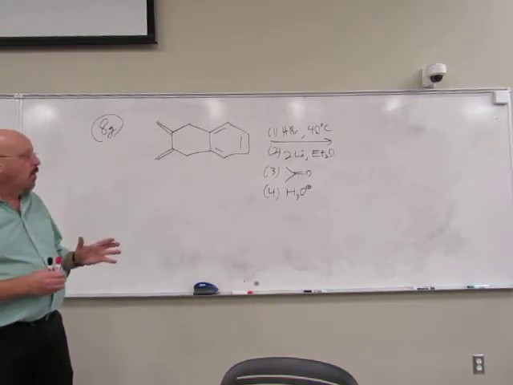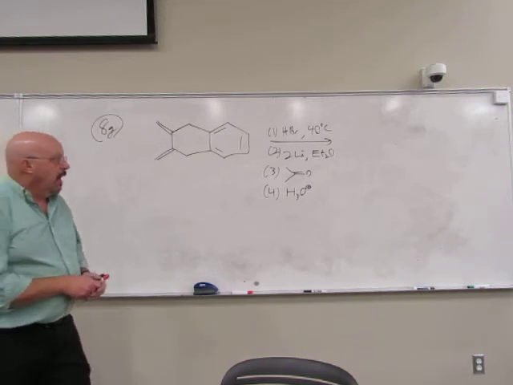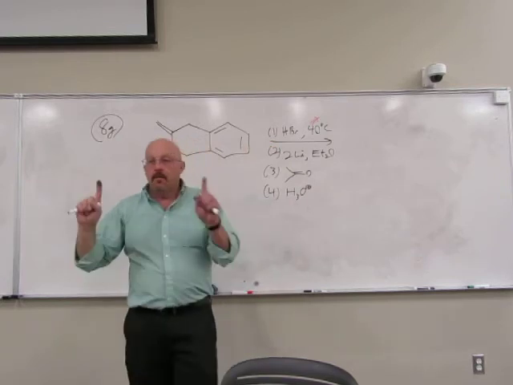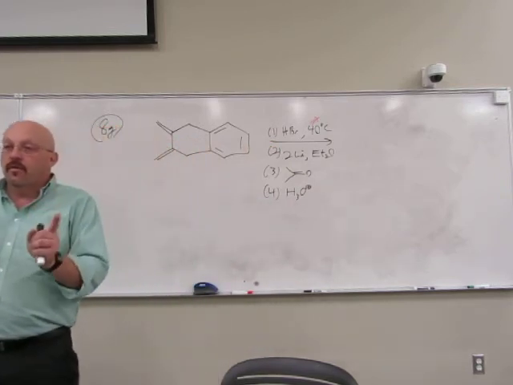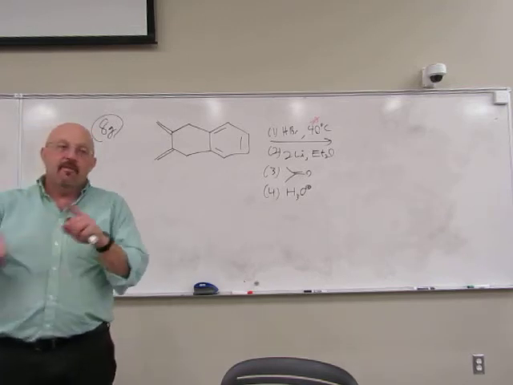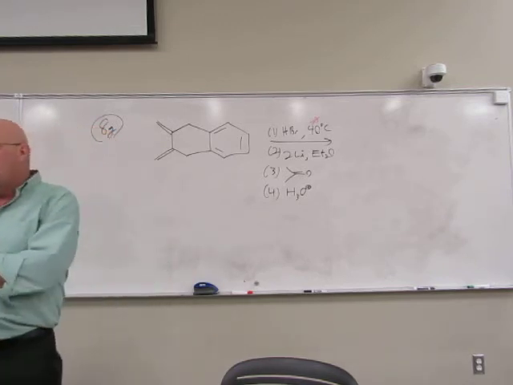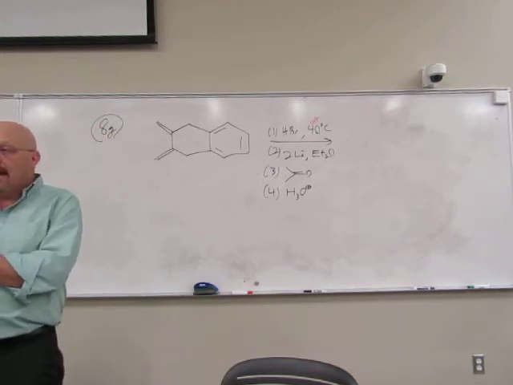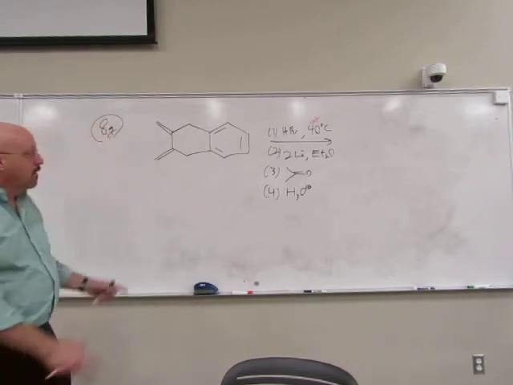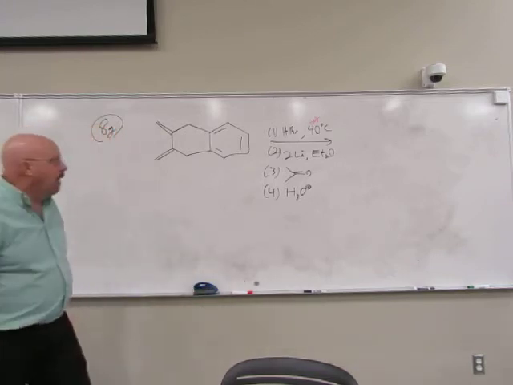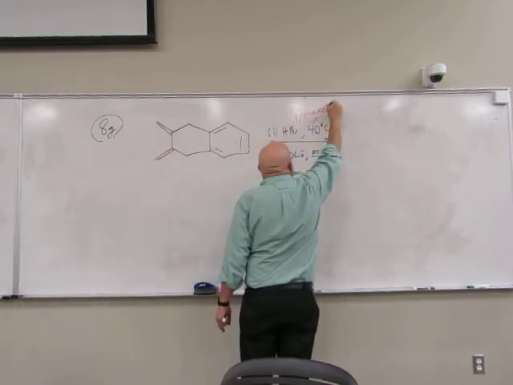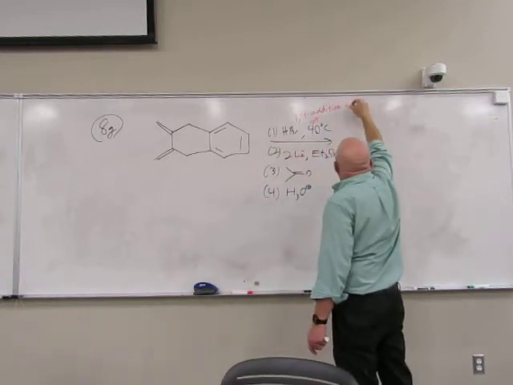First step, we're adding HBr, and the big thing to notice is that it is at 40 degrees. We talked about controlling the thermodynamic and the kinetic product. We had 40 degrees and minus 80. You get the thermodynamic product at 40 degrees, you get the kinetic product at minus 80. The kinetic was the 1,2 addition, thermodynamic was the 1,4 addition. So at 40 degrees, we're going to get 1,4 addition here of HBr to a diene.